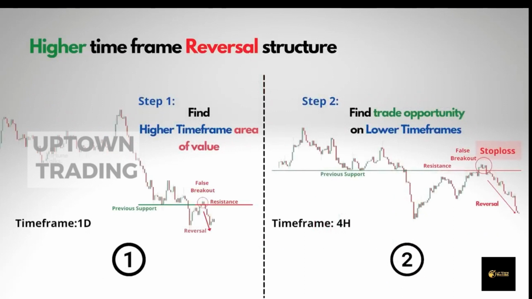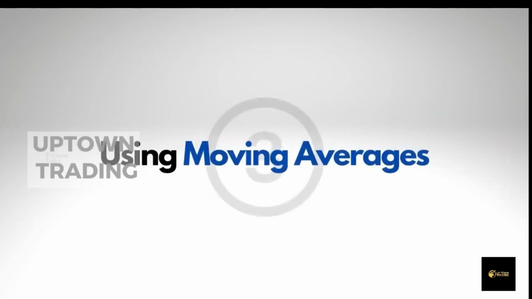In case of this strategy, you have to look for a higher time frame area of value, like a support or a resistance, where the prices can eventually reverse, and you can then take a trade entry on a lower time frame with the help of a reversal candlestick for confirmation. In this case, there was a false breakout, and you can leverage the highs of this false breakout to place your stop loss. Now, the third strategy we will be discussing is using moving averages.